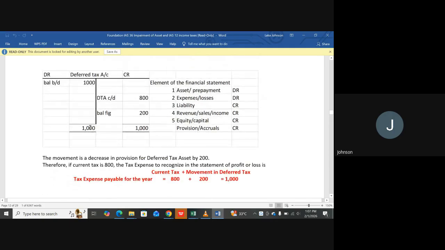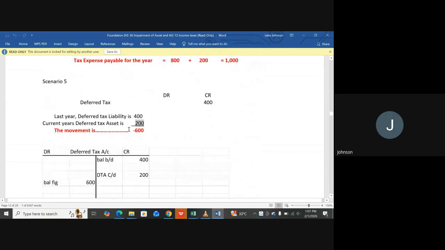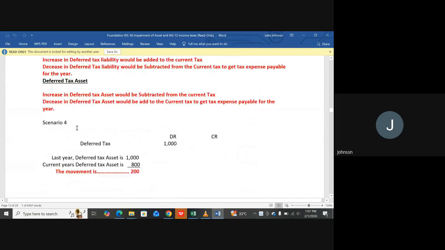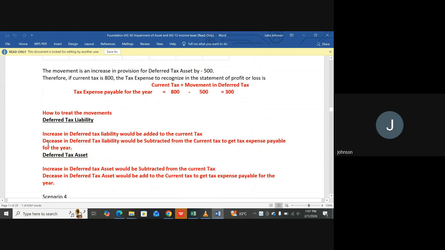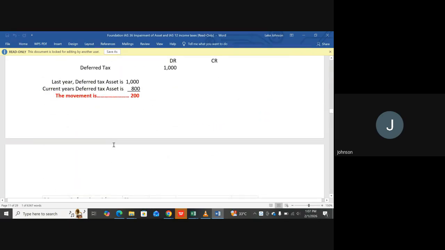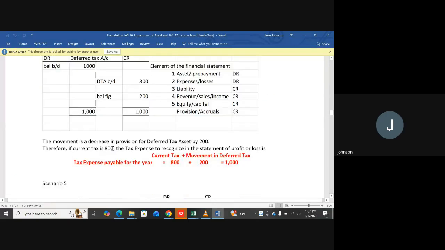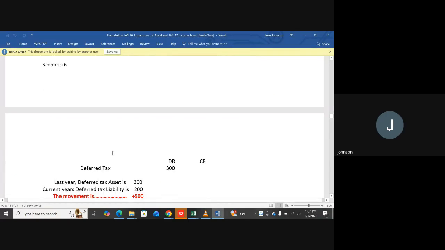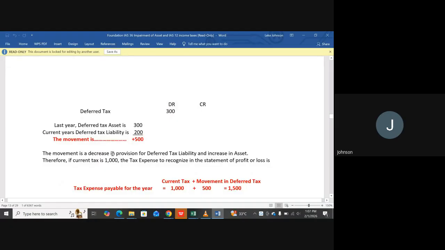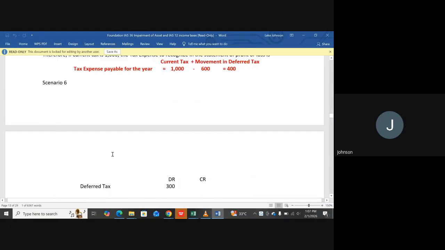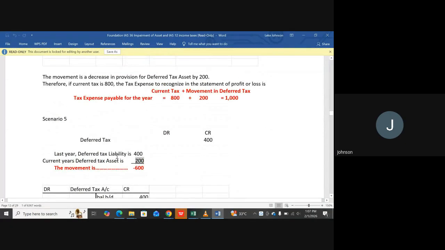So let's go and check what they say. If a liability is 400 and it further reduces to 0 before you climb and become 200 positive, what has happened? There's a decrease in liability. They say if you have a decrease in deferred tax liability, it would be subtracted from the current tax payable for the period. So let's come back to our table. Where is the place? Yeah, so this is where we are.